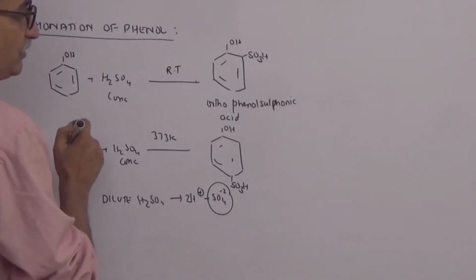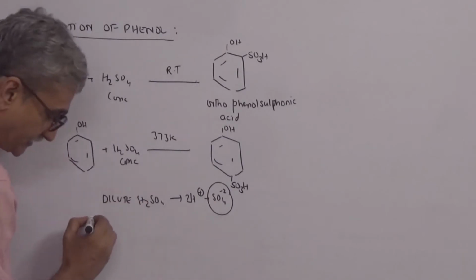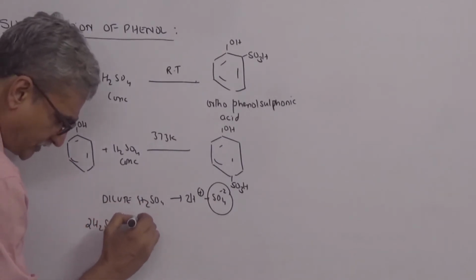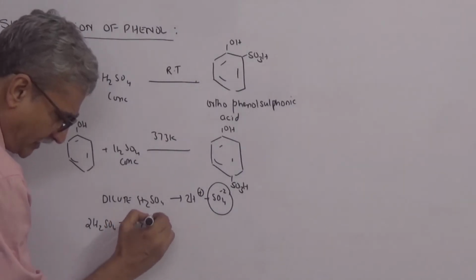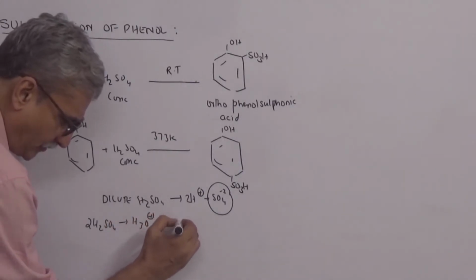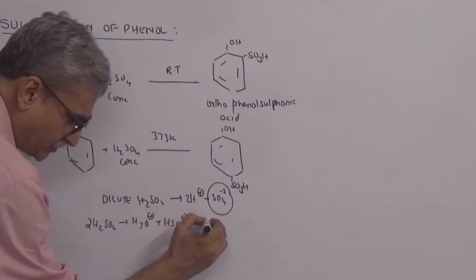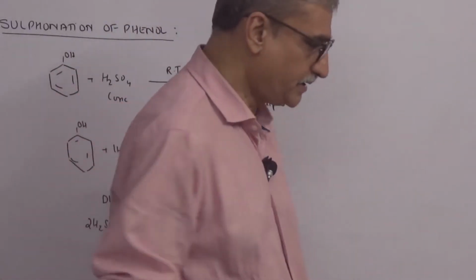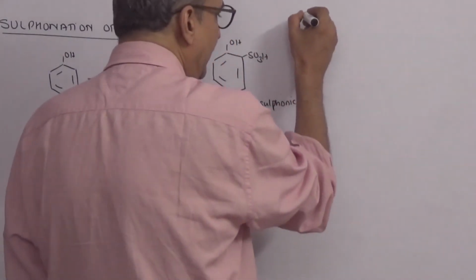What is the electrophile over here? When it is concentrated sulfuric acid, 2H2SO4 forms H3O+, HSO4- and SO3. So sulfur trioxide is the electrophile over here. Is this point clear?